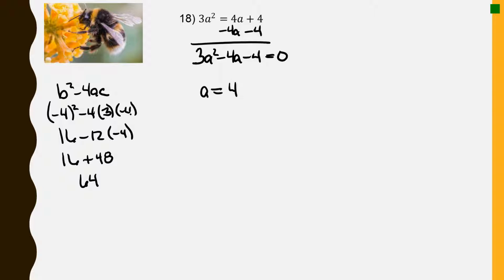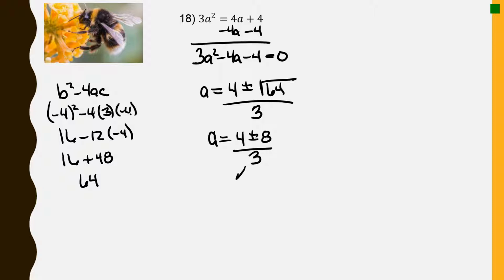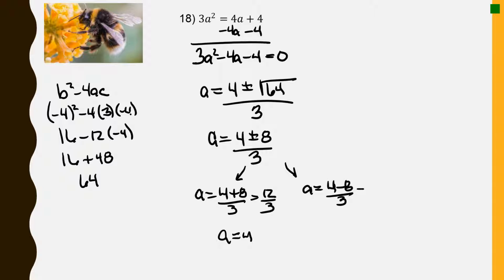So a is going to equal the opposite of b, plus or minus the square root of 64 all over 3. Is there a square root of 64? It's one that I told you to memorize. It is 8 all over 3. So a is going to be 4 plus 8 over 3, 12 over 3. A is going to be 4. A is going to equal 4 minus 8 over 3, negative 4 over 3, so it equals negative 4 over 3.